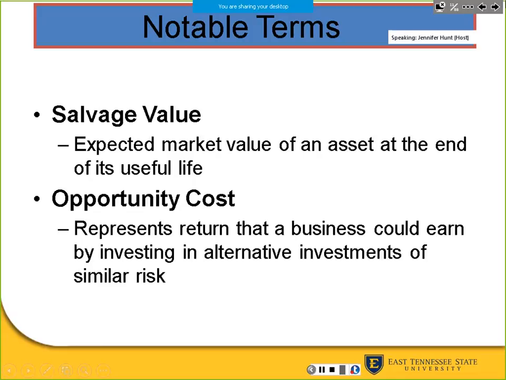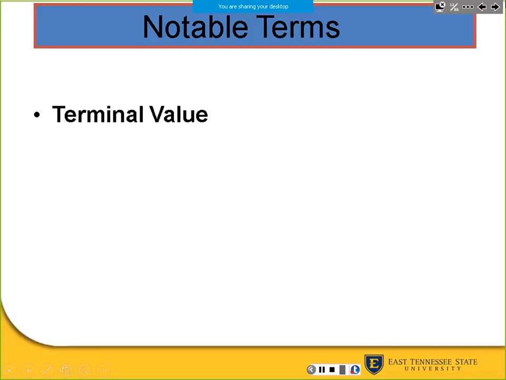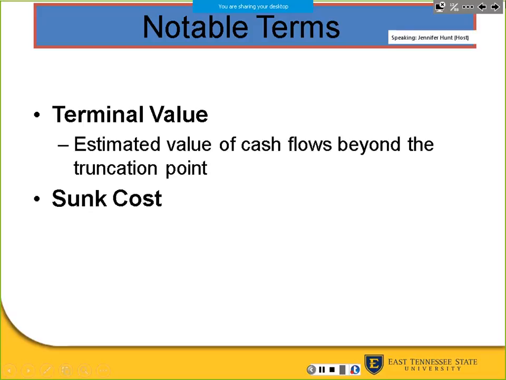Opportunity cost, we just went over this in the last lecture. But again, it's that return, what is our alternative? If we're taking our money and investing it in XYZ investment, what could we earn in the alternative on something that's similar risk? Terminal value, estimated value of cash flows beyond the ending point or the truncation point.